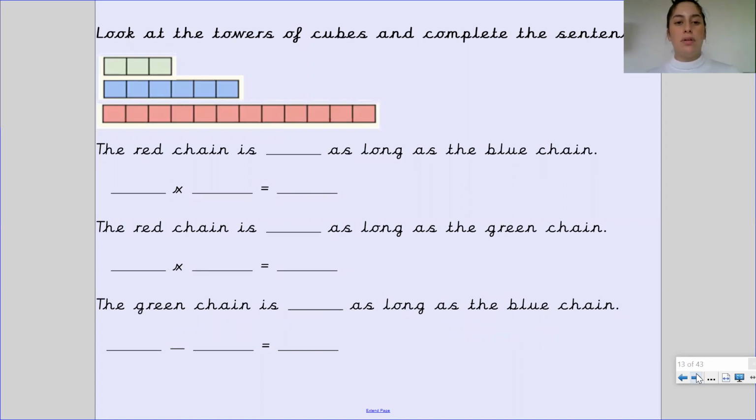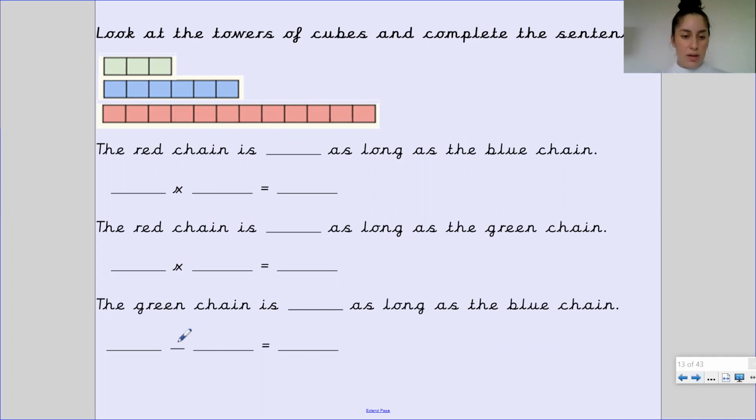Look at these towers of cubes and complete the sentences. So the sentences are: the red chain is something as long as the blue chain, the red chain is something as long as the green chain, and the green chain is something as long as the blue chain. So have a go at doing this on your piece of paper, pause the video, and have a go at also representing them using number sentences.